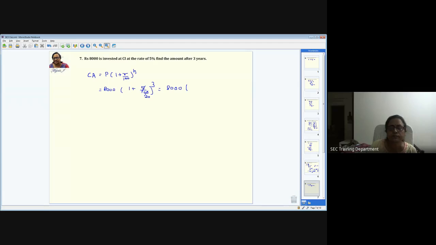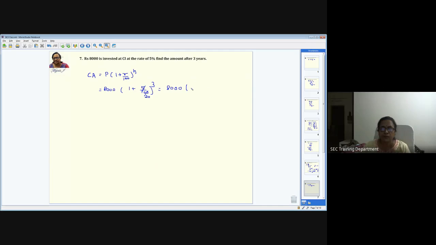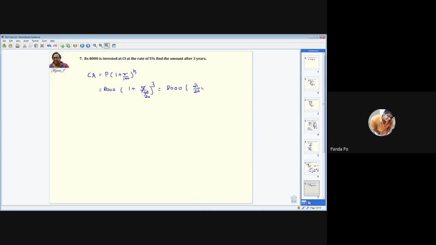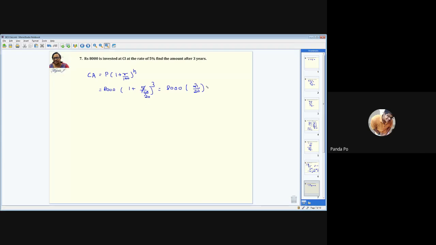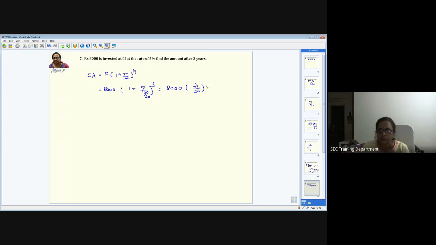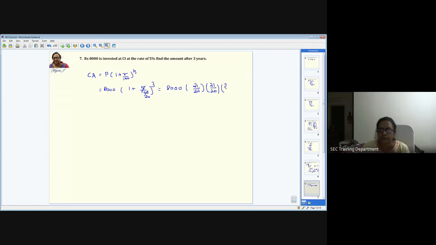Just 1 minute. 1.05. No, you don't keep it that way. This is, as you said, 21 by 20, right? Because 1 plus 1 by 20 is going to be 21 by 20, and this is the whole cube. So that means you just multiply this 3 times. That's it. So it will get cancelled. If you keep it as 1 point something, then it's going to be a little cumbersome.